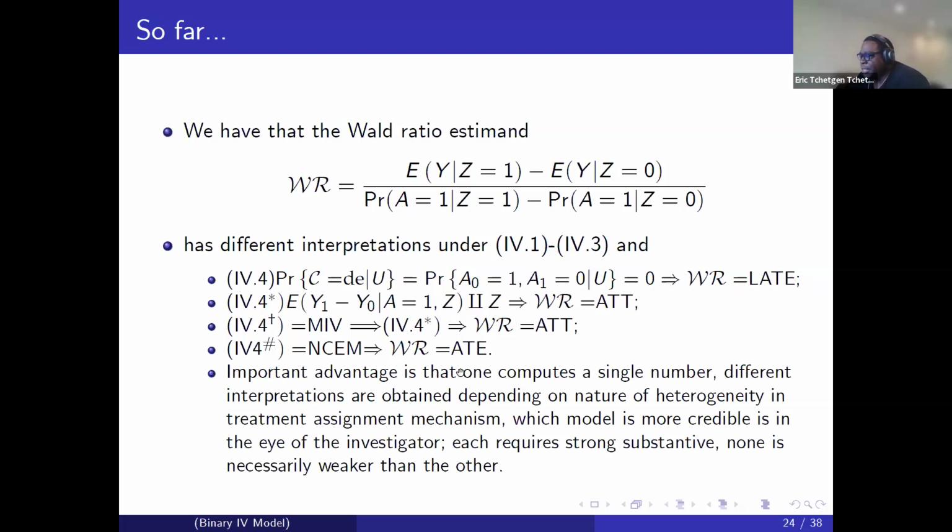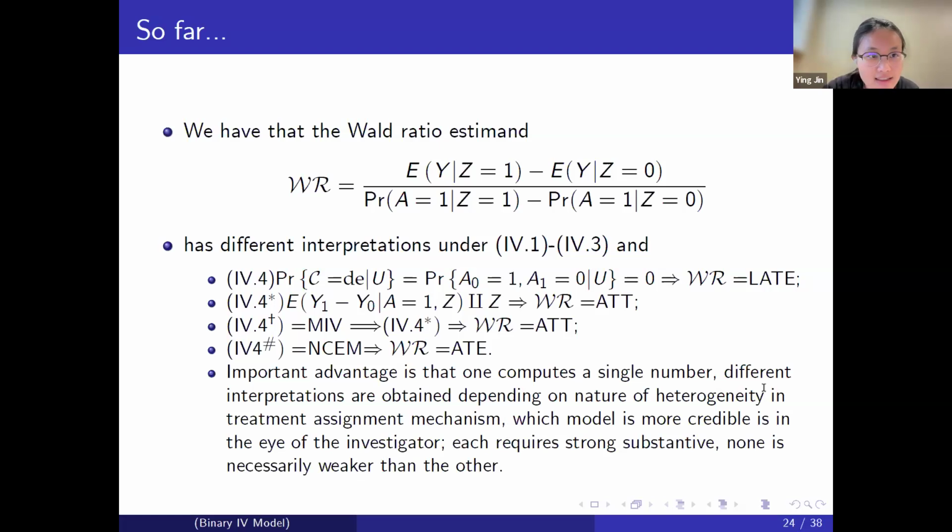The important advantage is that one computes a single number, and different interpretations are obtained depending on the nature of heterogeneity in the treatment assignment mechanism. Which model is more credible is in the eye of the investigator. Each requires strong substantive assumptions; none is necessarily weaker than the other. All right, let me pause there to see if there are any questions.